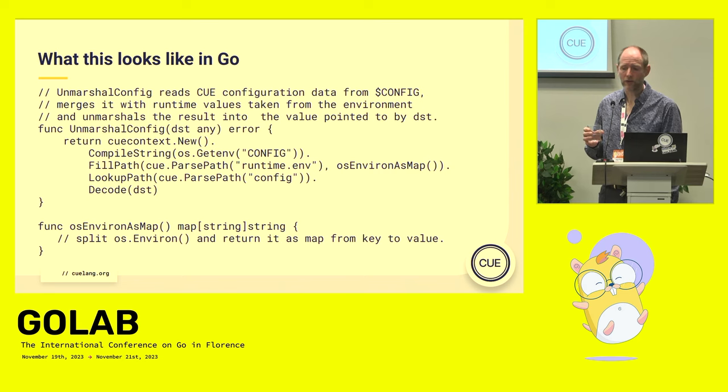Here's how we actually might write that function in our service. So this function is in a package that we import from all our services. It knows our particular conventions for where to find configuration. You might see that there's a bootstrapping problem here. We've said that configuration can come from multiple possible sources, but then how does this function work?